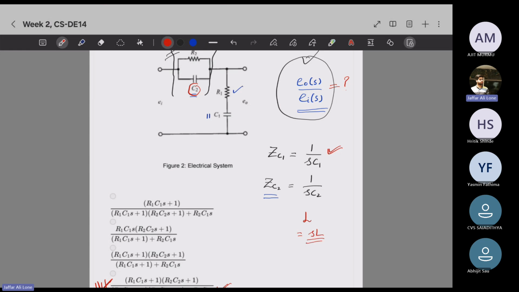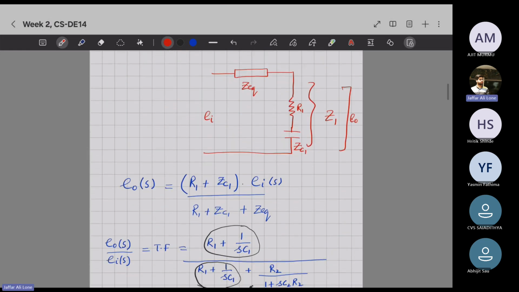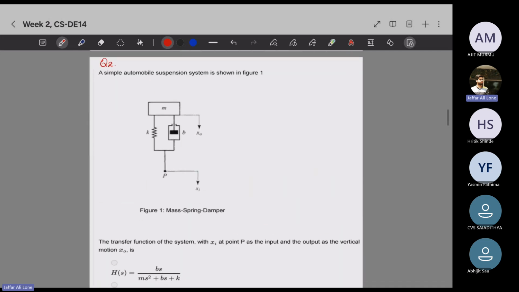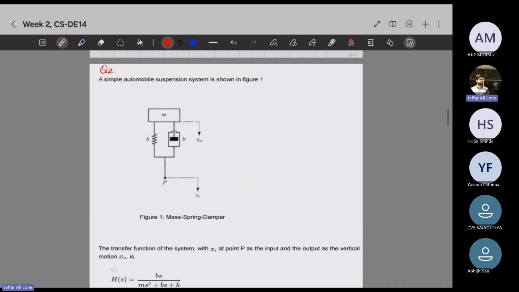It actually comes from this Laplace transform, right? So this was your question number 1. Now let's move to question number 2. Read the question. You're given a simple automobile suspension system as shown in figure 1, and you have to find the transfer function.